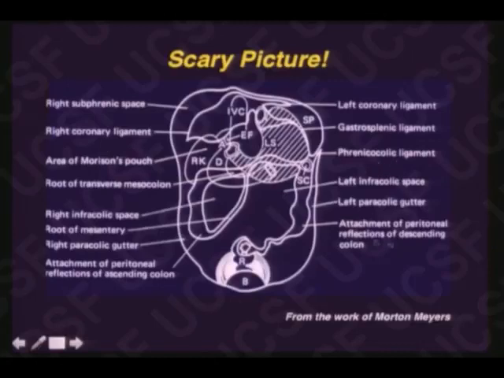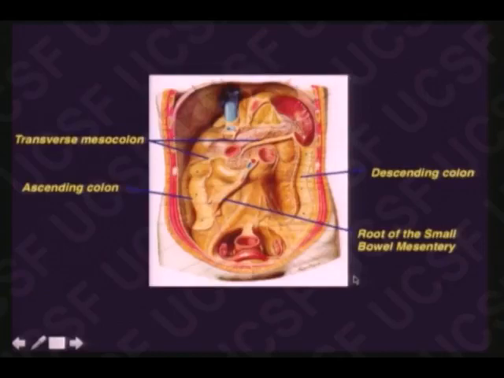Now, this is a pretty scary picture with all these labels on it, but in fact, when you break the anatomy down, it's reasonably straightforward. And the key structure is the transverse mesocolon, which divides our peritoneal cavity. So in this picture, we can see the liver has been resected, the stomach and some of the duodenum has been resected, the small bowel and the colon have been resected.